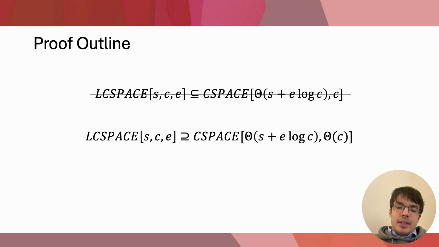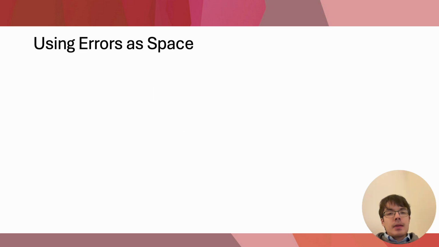Now we move on to the second direction, which is to show that errors can simulate log C space. As one may imagine, in order to simulate log C bits using errors, it is sufficient to simulate log C bits using one error and then to repeat this approach several times.